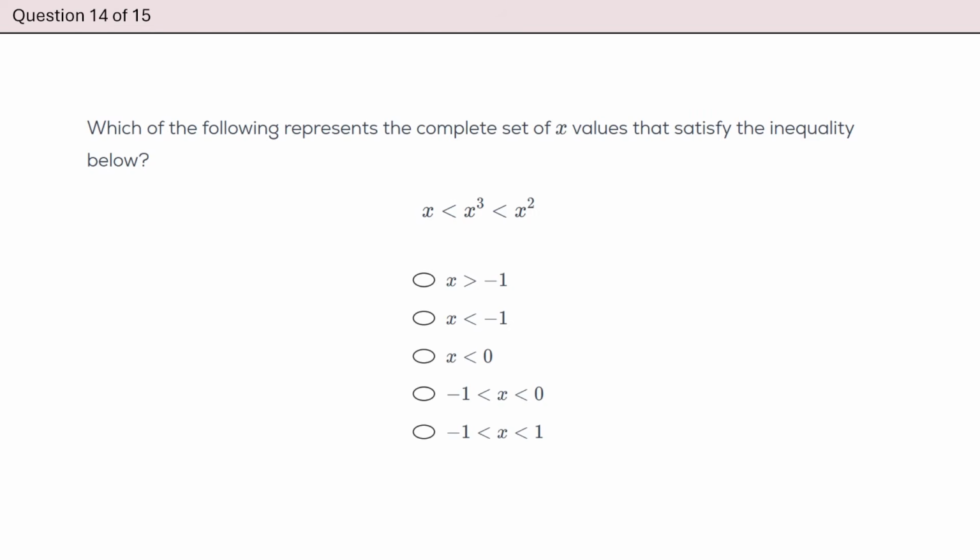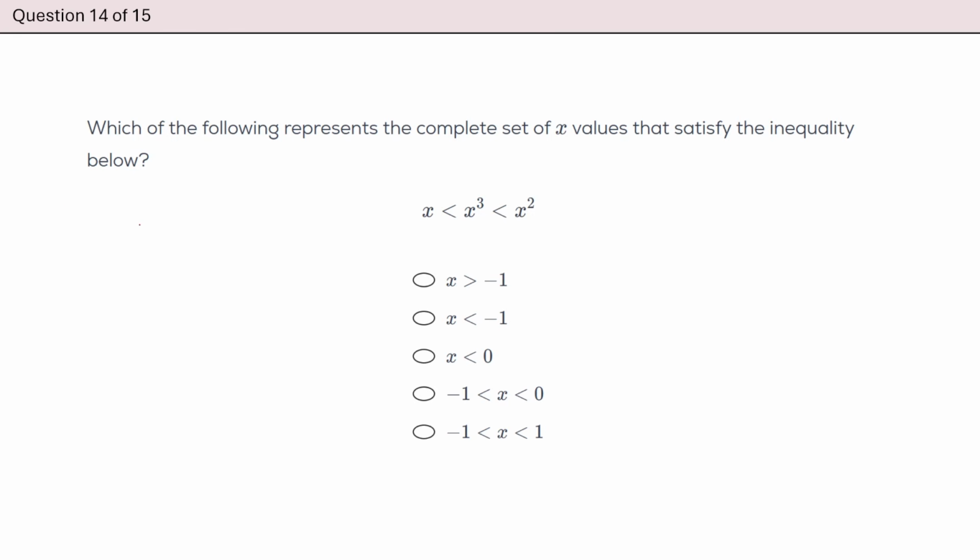Question 14. Which of the following represents the complete set of x values that satisfy the inequality below? You could solve this conceptually and go, okay, what kind of x value is less than x cubed, but at the same time less than x squared? And you could kind of try to fool around with it. You could maybe even try to do some algebraic rules. I personally wouldn't take that approach. I'm not saying your approach is terrible or anything, but for me, I just think it's so much easier to choose numbers. Let me show you what I mean here.